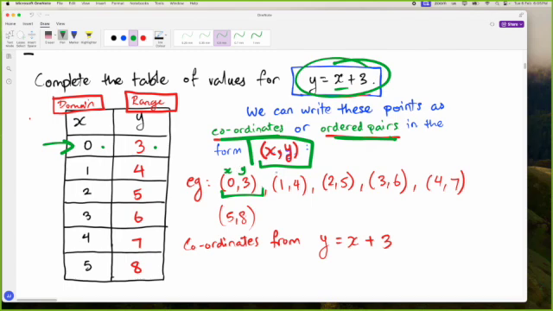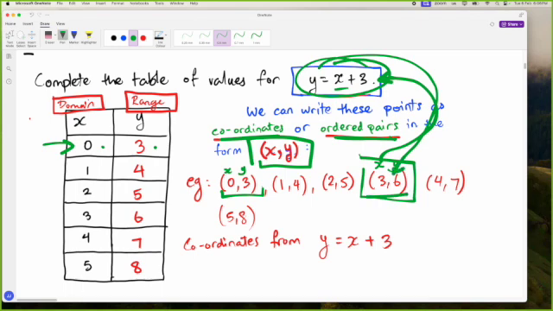A lot of the times when students watch this, they don't realize the first one is just the x and the second one is just the y. That's all that it is. So if you take x is 3 and put it into this equation, you will get the output y is 6. That is all that this is.